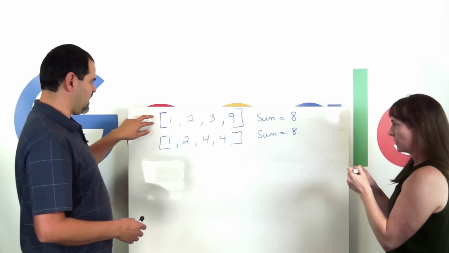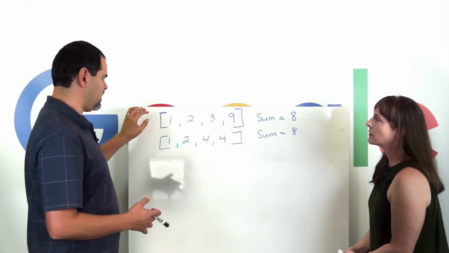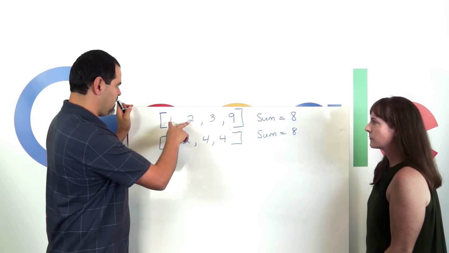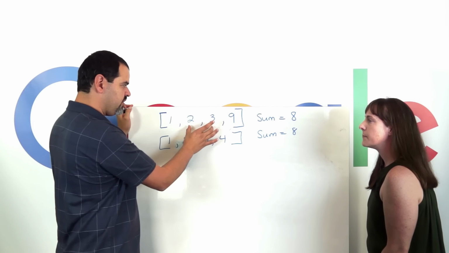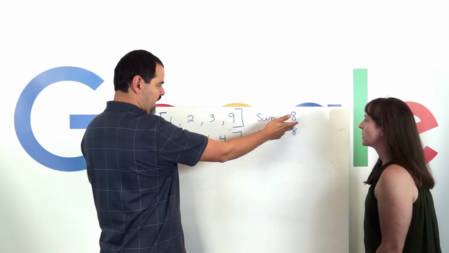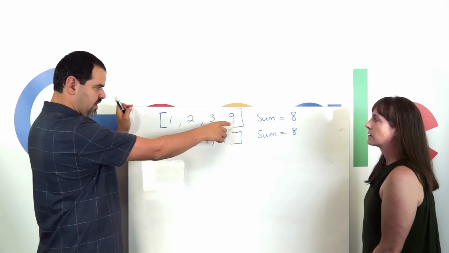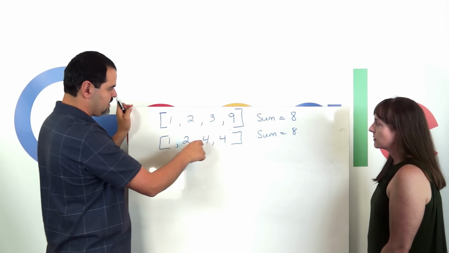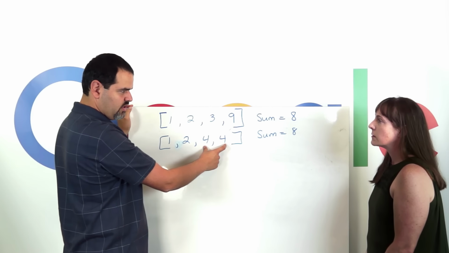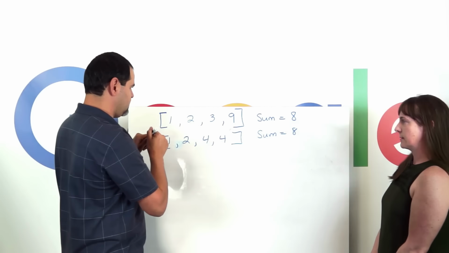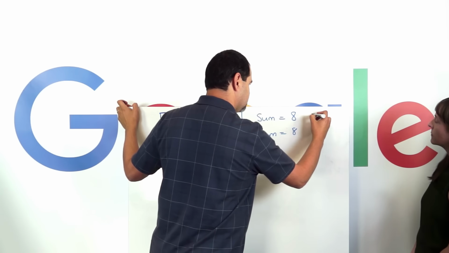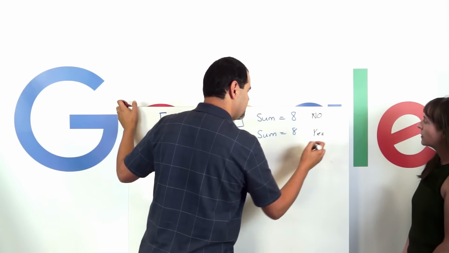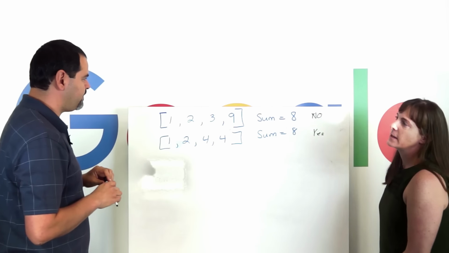So in this case, I guess what I'm trying to figure out is you're looking for a pair of numbers that add up to 8. Yes. Right? So in this case, there isn't a pair of numbers that add up to 8. That is true in this example. And in this case, it is because the 4 and 4 add up to 8. Correct. Okay. So this would be like no, and this is like yes. Yes, you ultimately have to tell me if the pair exists.